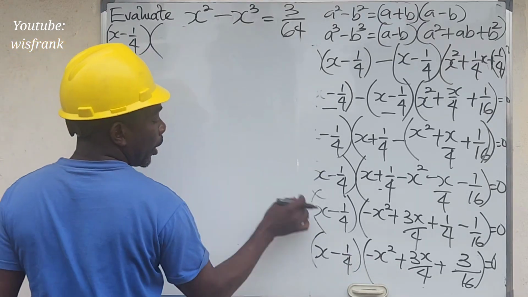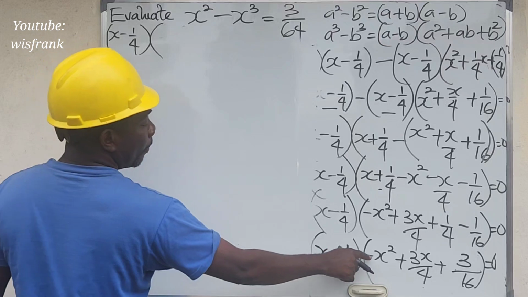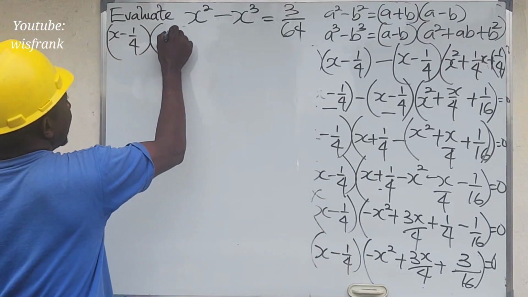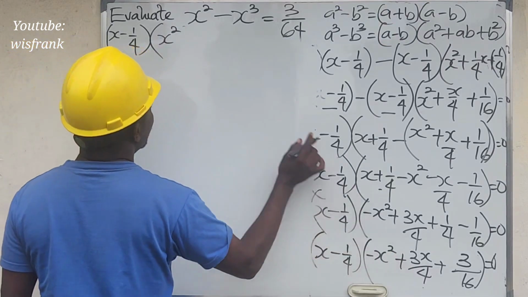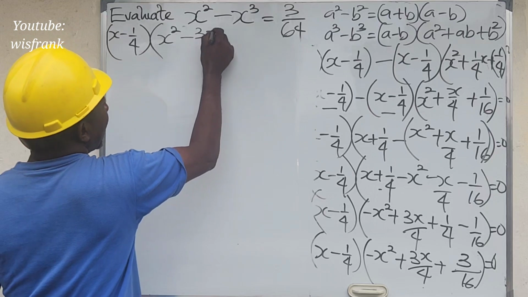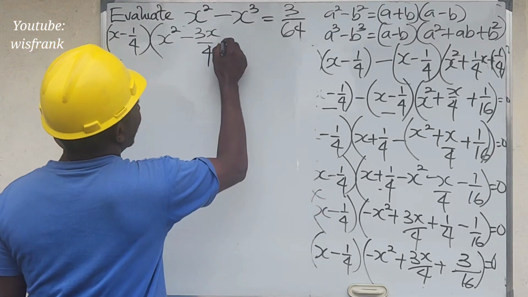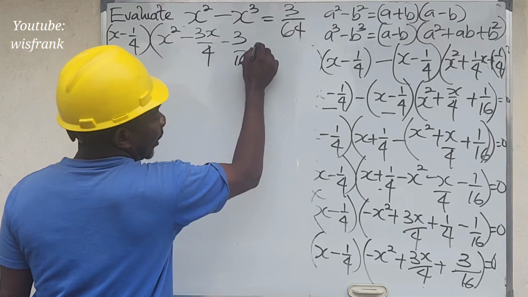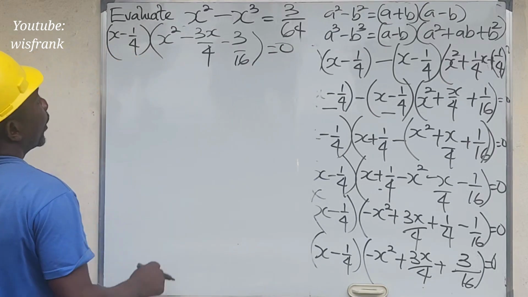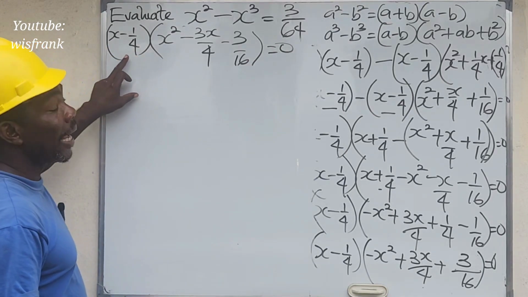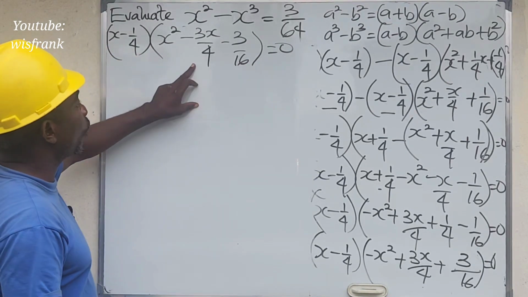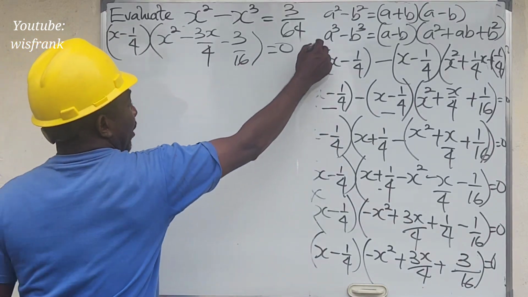So this will become, multiplying all through by negative, minus times minus will become x to the power of 2. Minus times this will become minus 3x all over 4. Then minus 3 all over 16, all equals 0. You can see that either the first parenthesis is equal to 0 or the second one equals 0. Let's take one after the other.